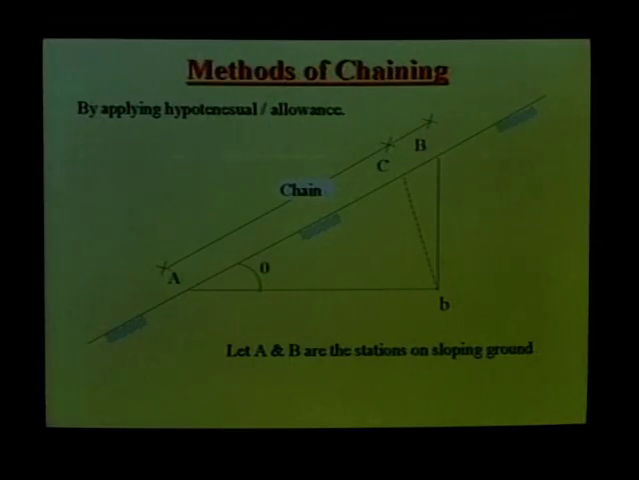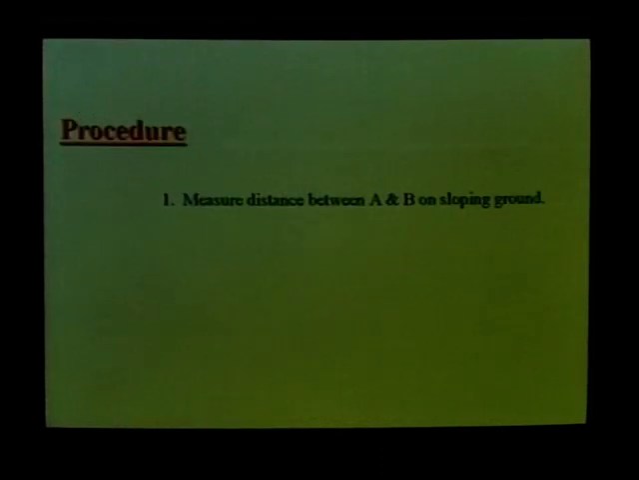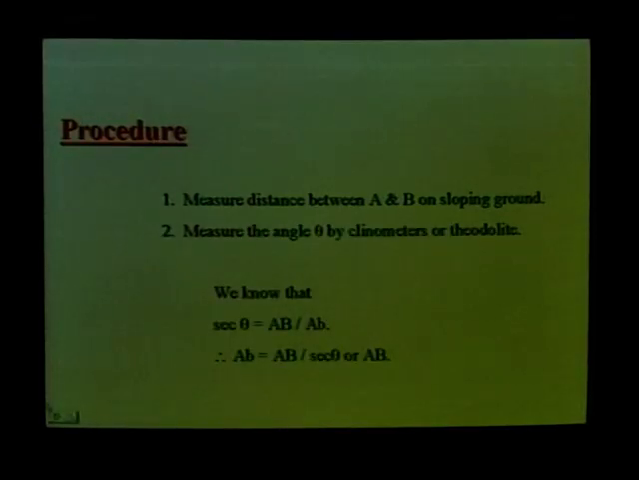Let A and B be the stations on the sloping ground, and theta is the angle of slope. So we are calculating the horizontal distance AB. Measure the distance between A and B on the sloping ground. Measure the angle theta by using a clinometer or a theodolite. We know that secant theta is equal to AB by ab, with capital A B and small a b. So AB is equal to ab secant theta.